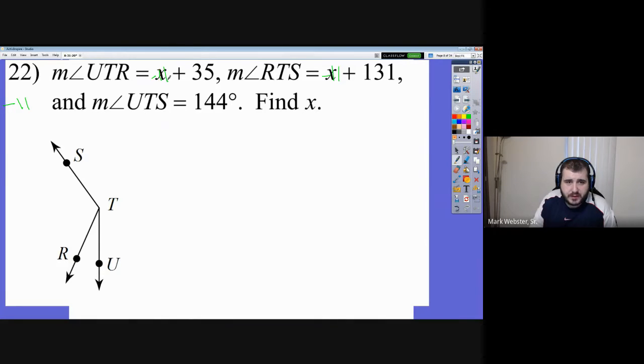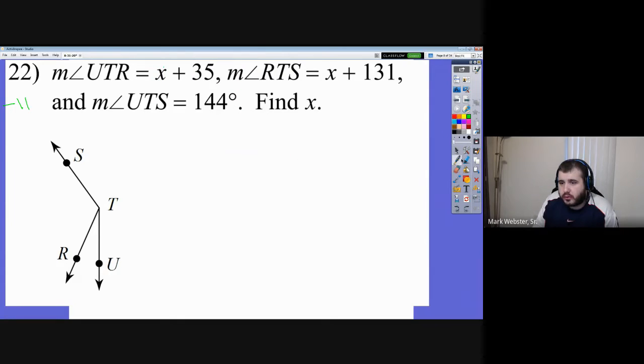And negative 11 plus 35, that gives us 24. Negative 11 plus 131, that gives us 120. And so the two parts had better add up to 144. Hey, they do, right? So yeah, negative 11 has to be the answer. Let's show why negative 11 has to be the answer.